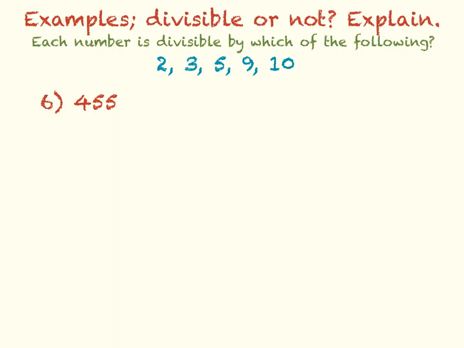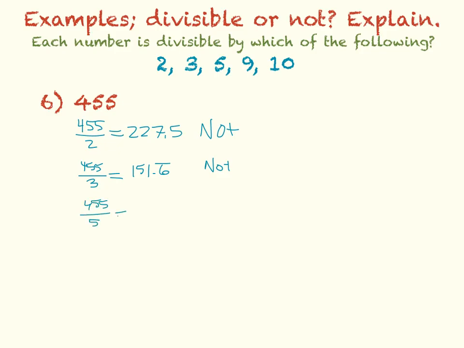For the last example, the number 455. So to solve this, we're going to go 455 divided by 2 to find if 2 is divisible by 455. And we get 227.5, so it is not divisible by 2. 455 divided by 3 is 151.6 repeating, so it is not divisible by 3. And then we have 455 divided by 5, which is going to equal 91. So that means it is divisible by 5.